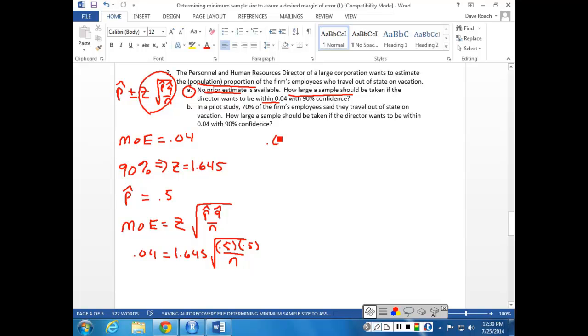I'm going to square everything. 0.04 squared is equal to 1.645 squared, and then 0.5 times 0.5 divided by n. Don't re-square the 0.25 there, or 0.5 times 0.5. We've already done it. So now I'm going to multiply n by each side of 0.04 squared. If you wanted to go ahead and make that 0.25 there, you could.